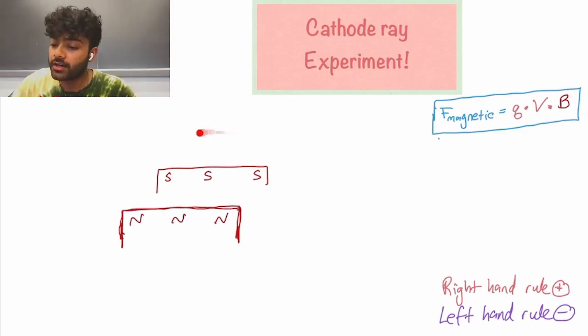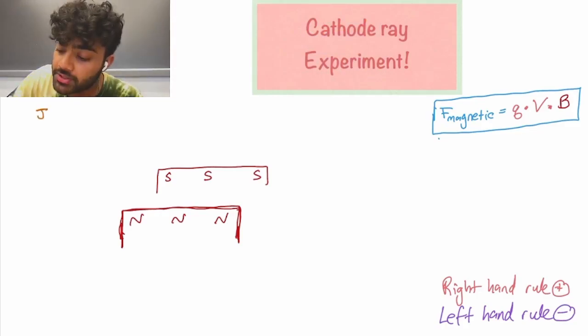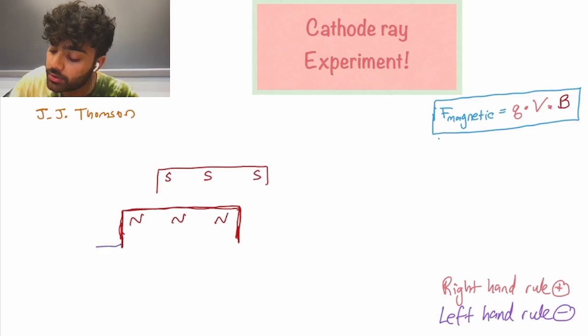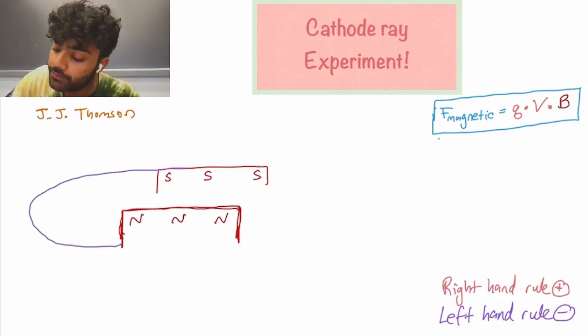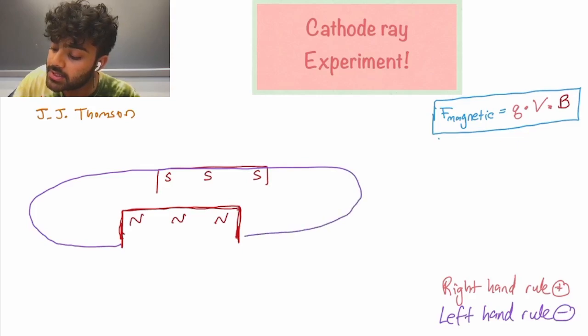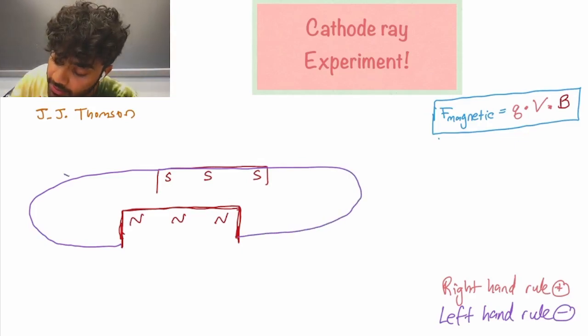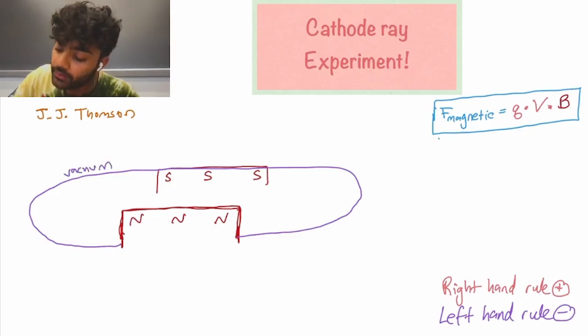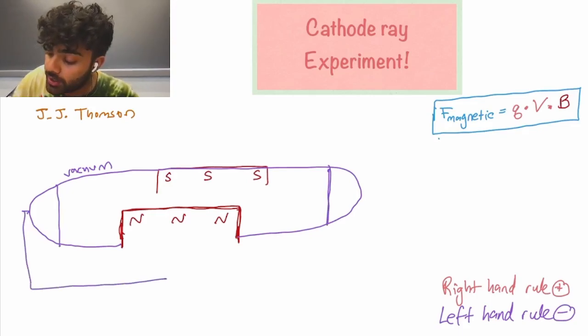All right, so I've redrawn our magnetic plates, our equation for F magnetic, as well as our right and left hand rules. And so now let's dive into some of the specifics of the cathode ray experiment. It was first carried out by physicist J.J. Thomson. The way it works is between our magnetic plates, we are going to place a long capsule, and we're going to suck all of the air out of this in order to make it a vacuum.